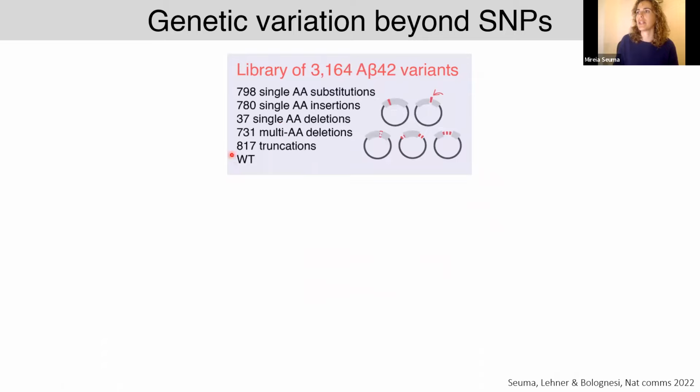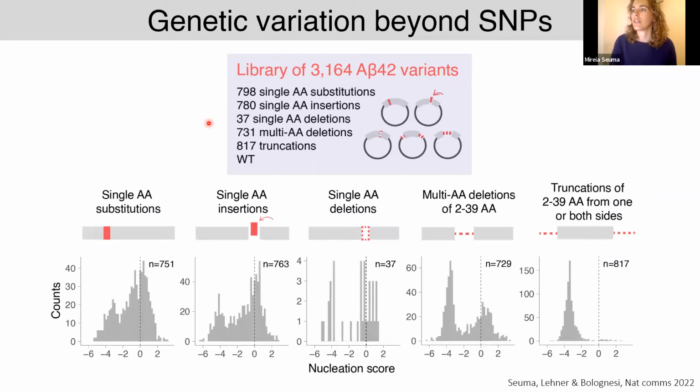We built a library that contained not only substitutions, but also insertions, deletions, and large deletions and truncations. These are the distributions of the nucleation scores for each of these subsets. And although there's a large fraction of variants for all of them that decrease nucleation, that have a negative score, there are also quite a few variants for all data sets that can still increase nucleation. And let's go through each of these subsets.